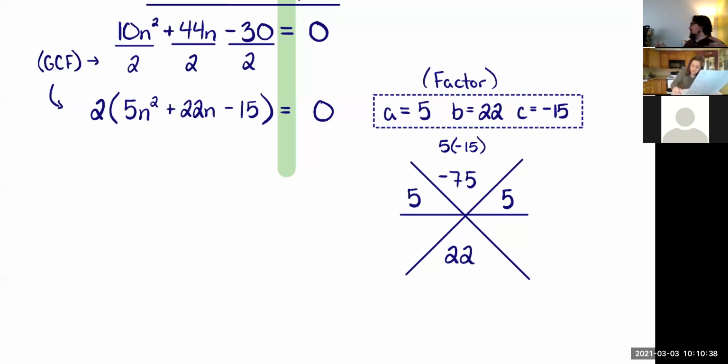I can't remember how long that list is, and I don't know it off the top of my head. I don't think it's terribly long, but I'm looking for factors of 75, technically negative 75, that will add to equal 22. So 3 and 25, but it would be negative 3 and 25. So 3 and 25 are factors of 75, but you said which one was negative?